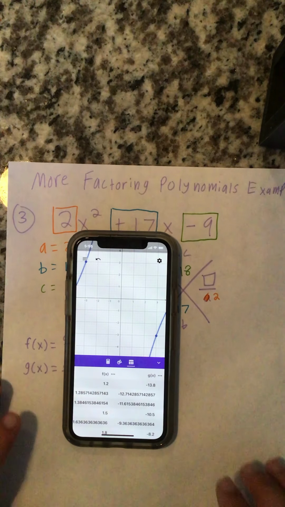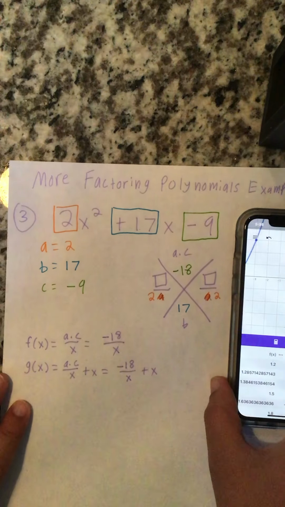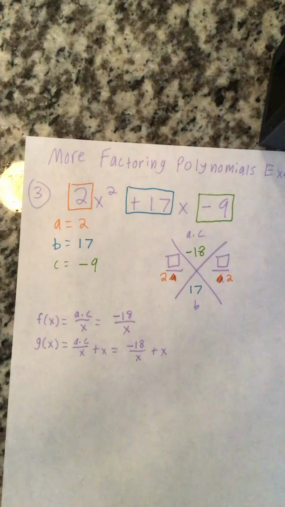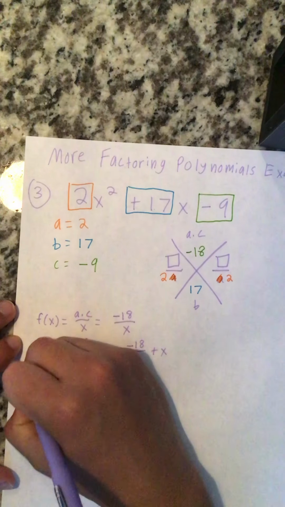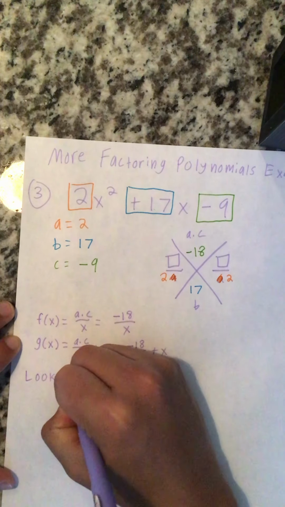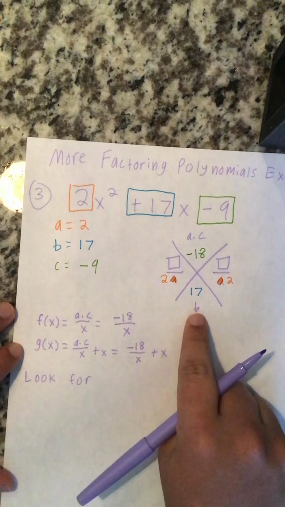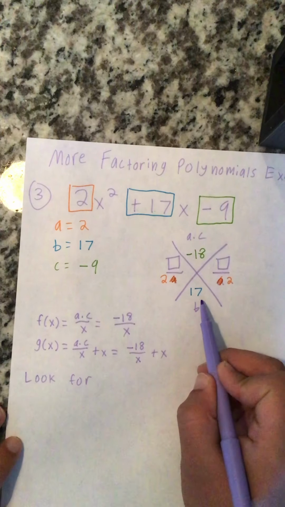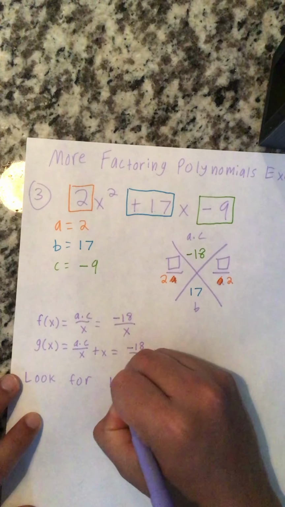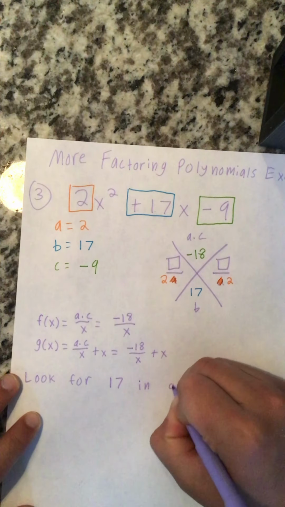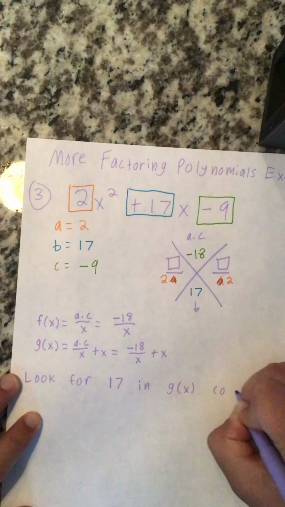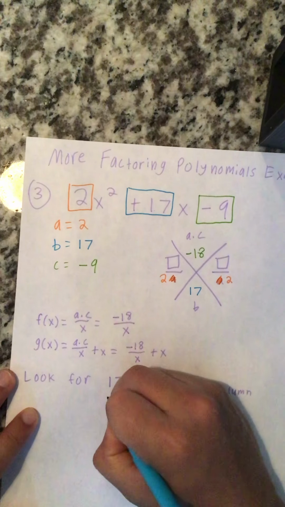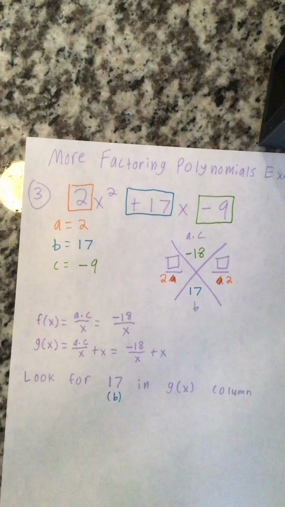So, if you remember from 2 days ago, what do we need to look for, okay? We need to look for the b value in the g of x column. So my b value is 17. So I need to look for 17 in the g of x column. Okay, and we looked for 17 because that's the b value. I'll put a little b underneath here. That's the b value. Okay.